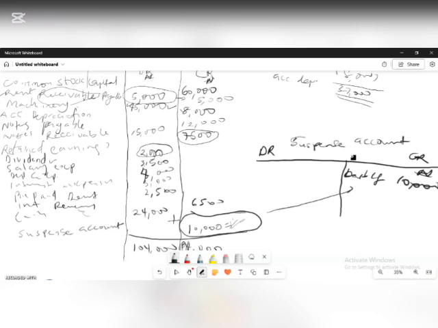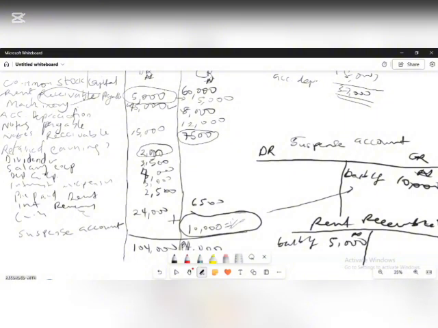So, though we have assumed that the rent receivable, this is what the ledger account of a rent receivable looks like. Rent receivable account. Okay, so because this is an asset, we say balance brought forward. Okay, this is 5,000 naira in the ledger.